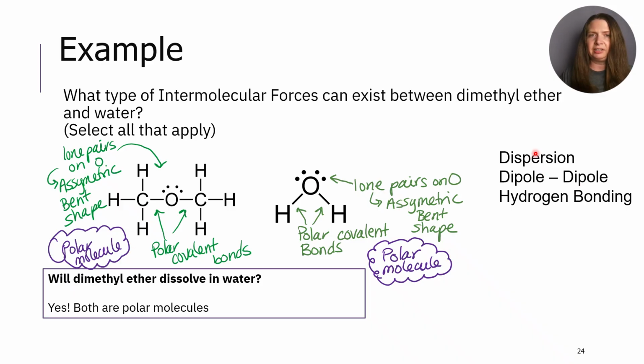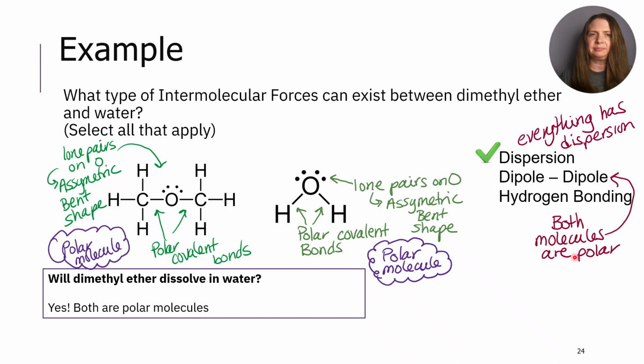Now let's identify the intermolecular forces. First, dispersion forces are present. Dispersion forces are present between all molecules. Second, because both molecules are polar, they experience dipole-dipole forces. Finally, can they hydrogen bond? Hydrogen bonding requires one molecule to have a hydrogen directly bonded to a nitrogen, oxygen, or fluorine, the hydrogen bond donor, while the other molecule must have a lone pair on nitrogen, oxygen, or fluorine, the hydrogen bond acceptor.